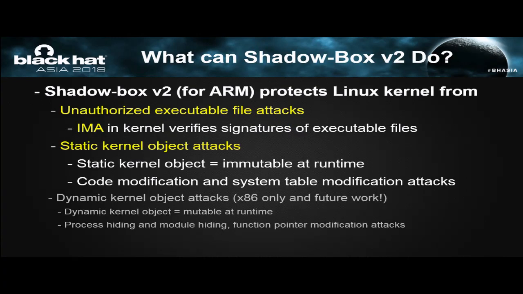So, what can Shadowbox version 2 do? First, Shadowbox for ARM protects the Linux kernel from unauthorized executable files. IMA in the kernel verifies signatures of executable files. Second, Shadowbox for ARM protects against static kernel object attacks. A static kernel object is immutable at runtime, so code modification and system table modification attacks are included. Unfortunately, until now, dynamic kernel object protection is only for x86 and is future work for ARM. A dynamic kernel object is mutable at runtime, so process hiding, module hiding, and function pointer modification attacks are included.